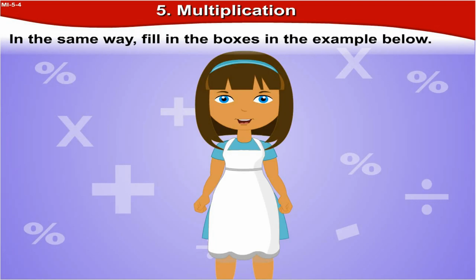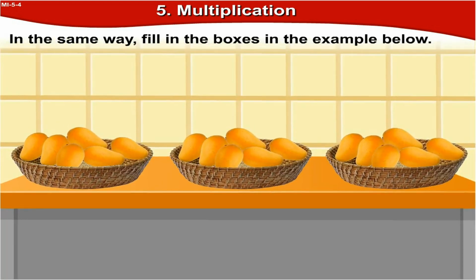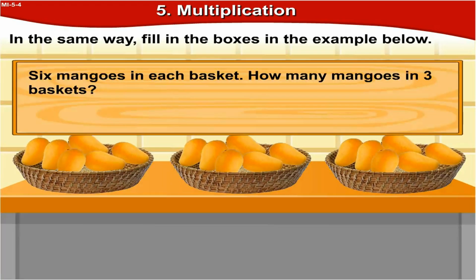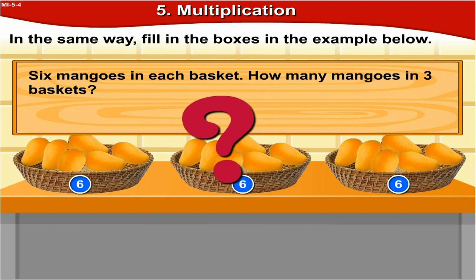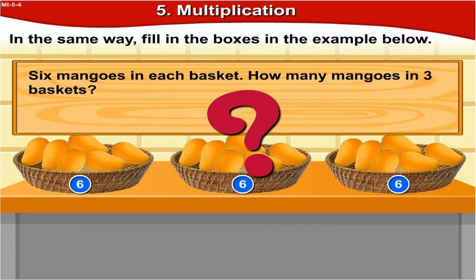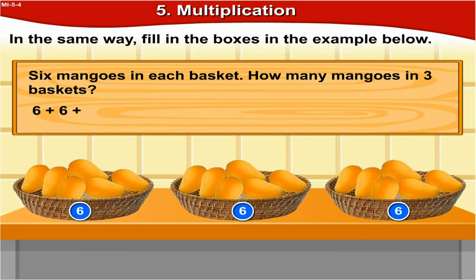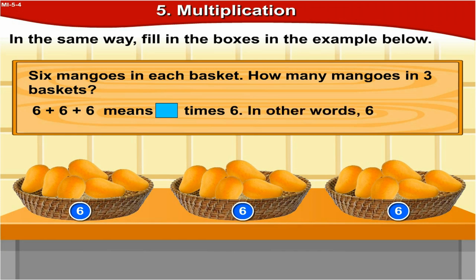In the same way, fill in the boxes in the example below. Look at the picture. 6 mangoes in each basket. How many mangoes in 3 baskets? 6 plus 6 plus 6 is equal to box times 6. In other words, 6 multiplied by box is equal to box.